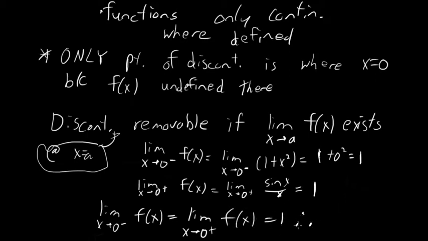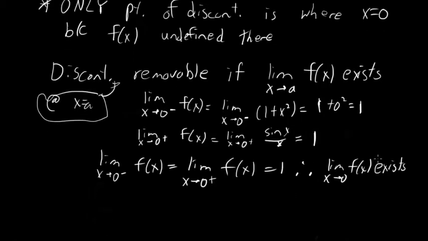So this just means, therefore, the limit as x approaches 0 of f of x exists. If the limit exists, then the discontinuity at this value a, in this case x equals 0, is a removable discontinuity. And remember, that's equivalent to saying that we can redefine this function. So the discontinuity is removable.